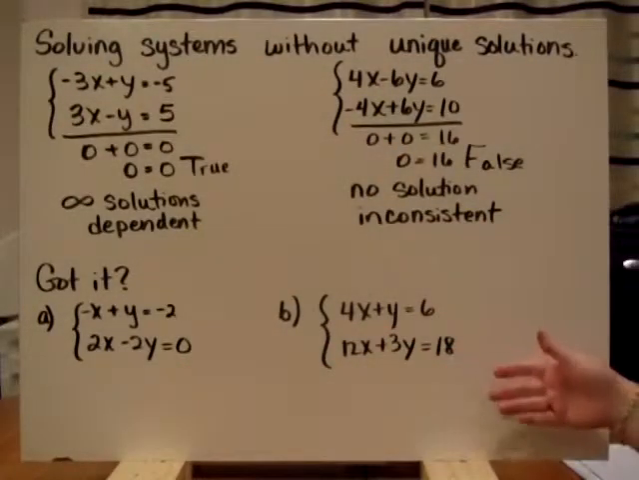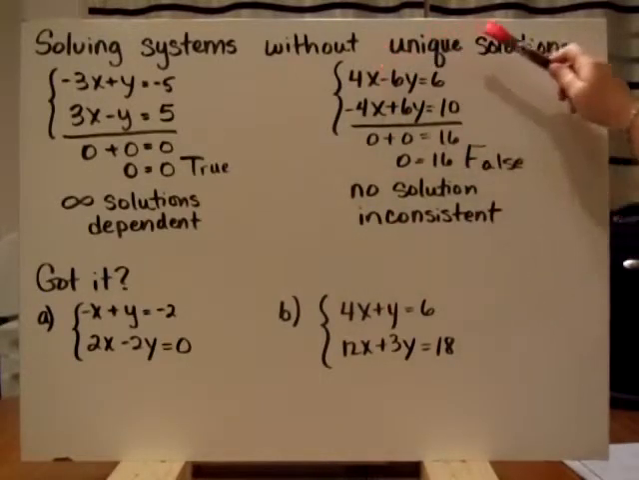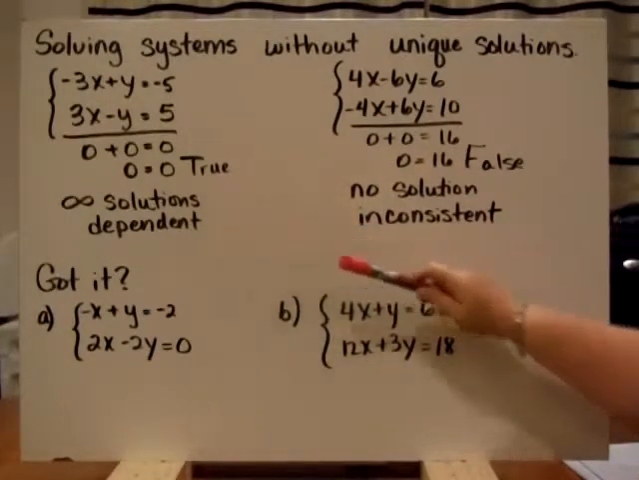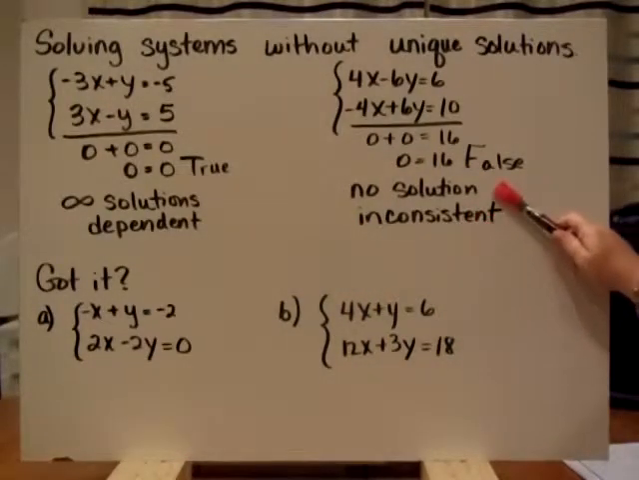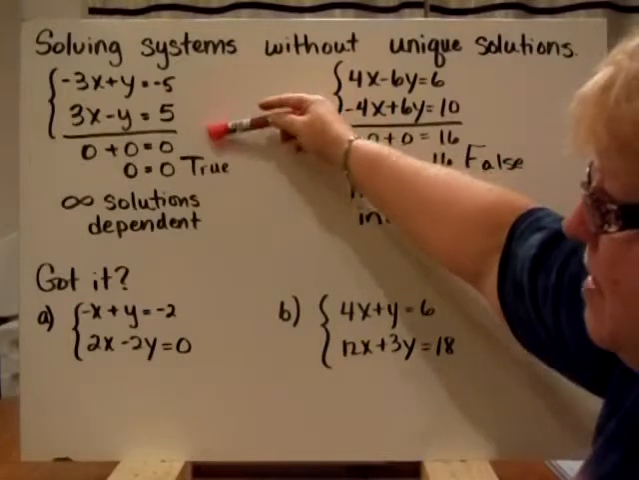Okay, the systems we've been solving all had a single point as a solution. They were lines that crossed to form one solution. Sometimes you have systems without unique solutions. Remember our dependent system, which has infinite solutions, and our inconsistent system, which has no solution. When you work those out algebraically, they're going to look like these problems.